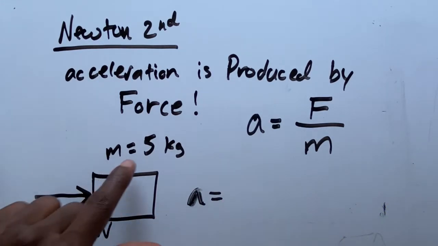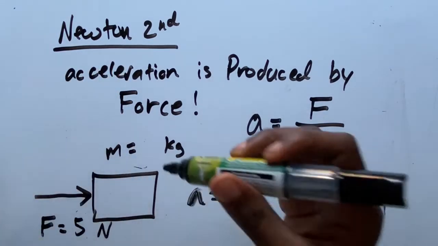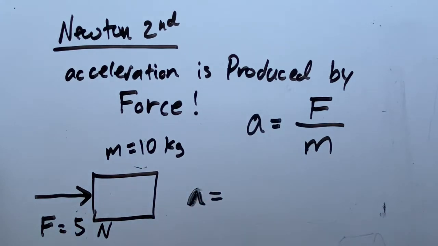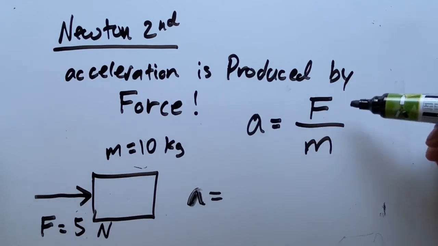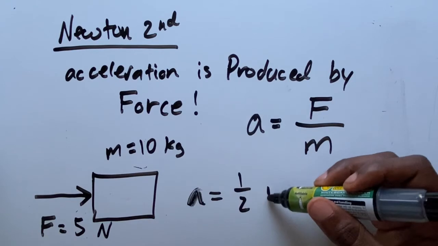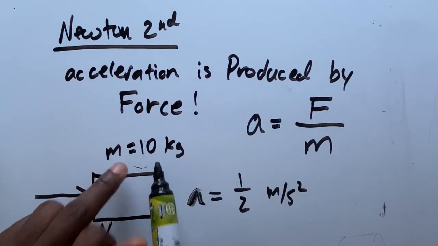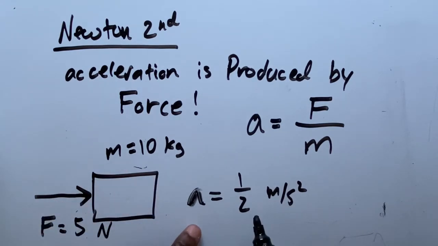Now let's say we double the mass. So now the mass is 10 kilograms instead of 5 kilograms. So now what's the acceleration going to be? Well, now it's going to be 5 divided by 10, right, which is just now going to be a half meters per second squared. And so notice when we increase the mass, the acceleration decreases, but when we increase the force, the acceleration increases.